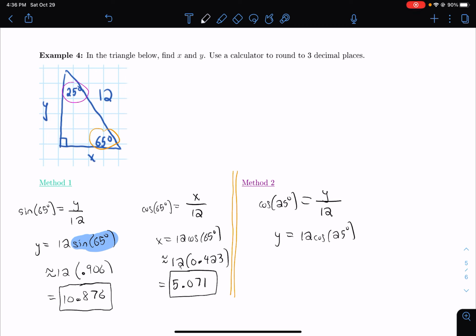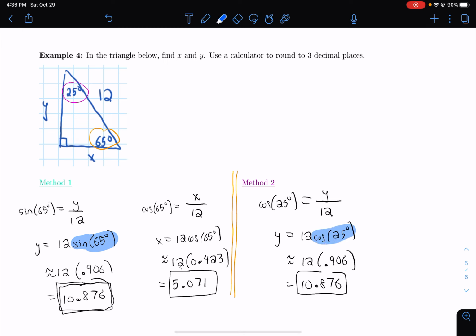And if I use a calculator to evaluate cosine of 25, this is approximately 12 times 0.906. Doing that multiplication, I get 10.876. That's the same thing I was getting in method 1 for that example. So notice that sine of 65 ended up being the same thing as cosine of 25. They ended up both being 0.906.